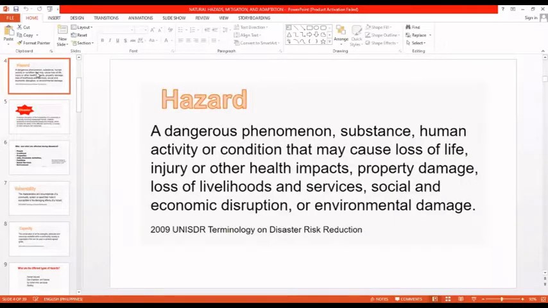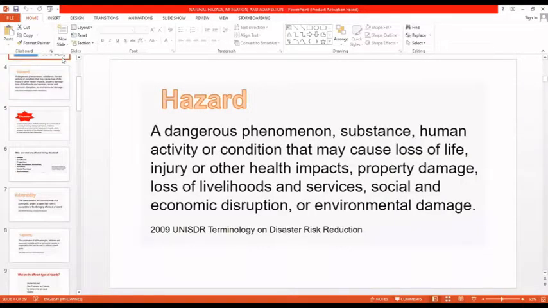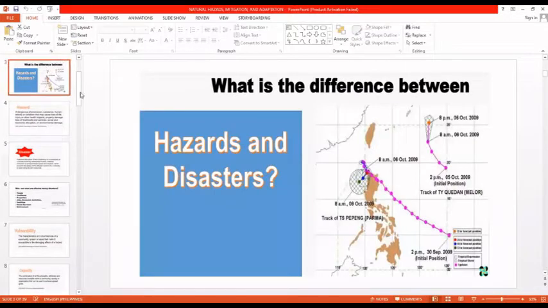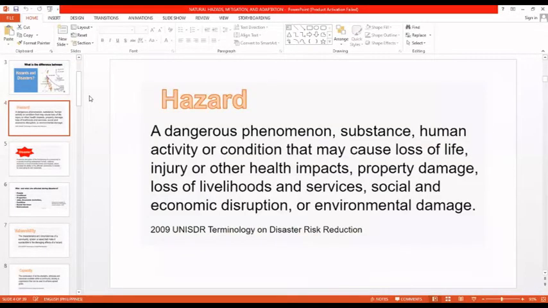So first, let's define what is the difference between hazards and disaster. Even though these two are threats to human beings. So what is the difference between the two? Let's go to hazard.